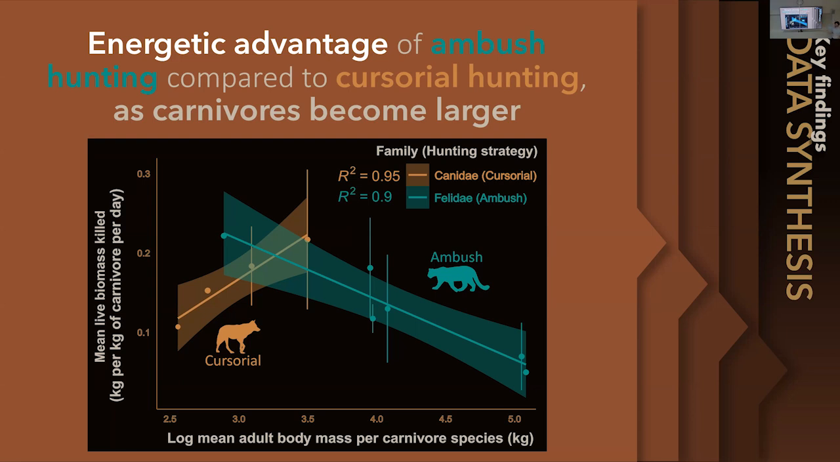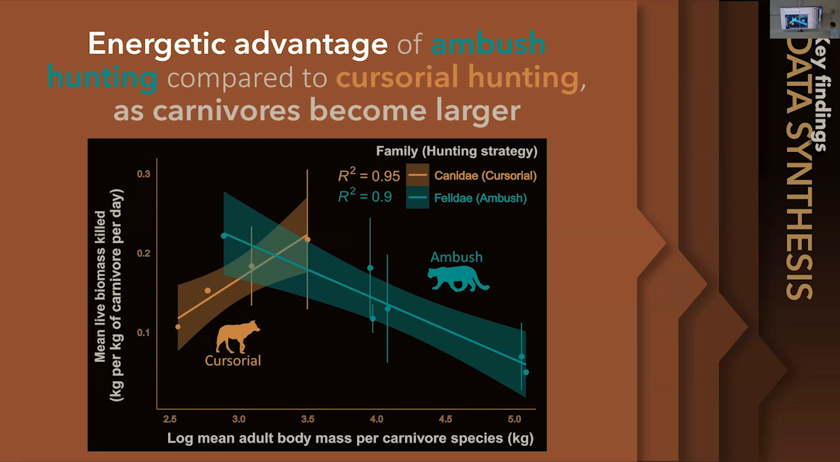And that kind of makes sense. The bigger you are, the more you've got to move. It takes more energy to move that mass around the landscape to hunt, given their hunting strategy, whereas ambush hunters go in the opposite direction. So they actually reduce the amount they need to hunt relative to their body mass. And there's a really tight linear relationship there as well.